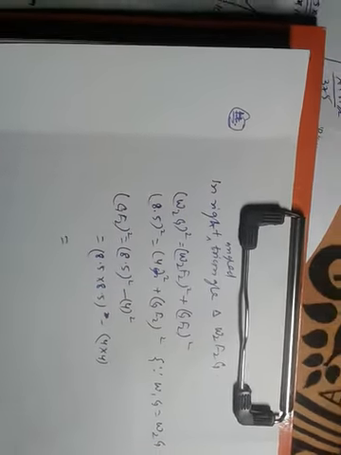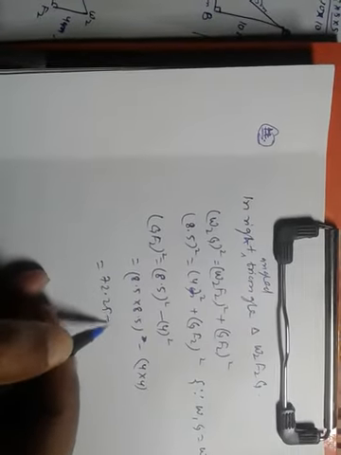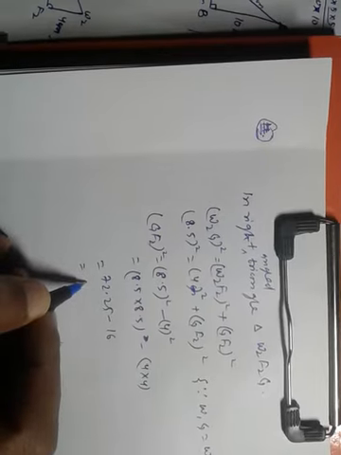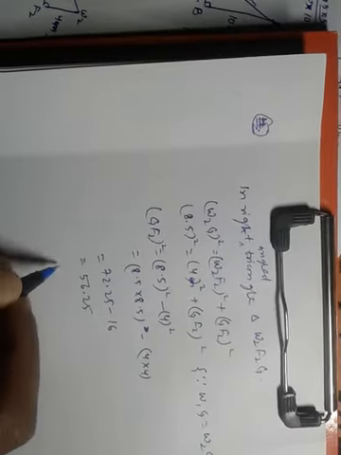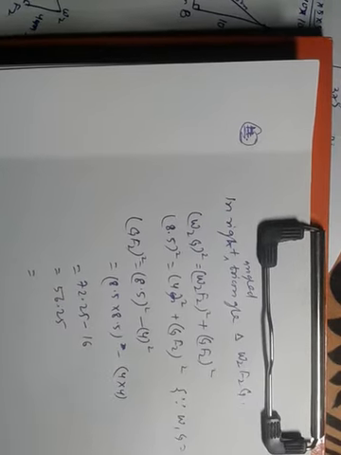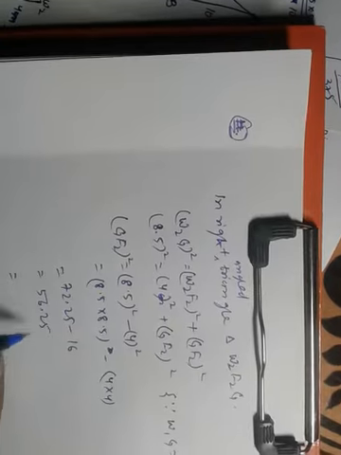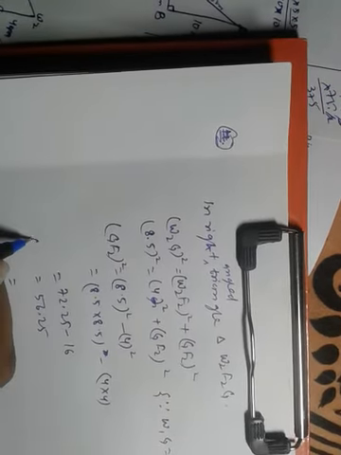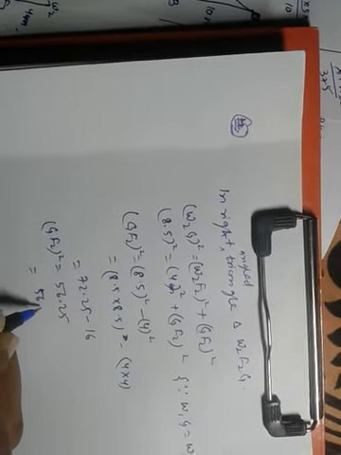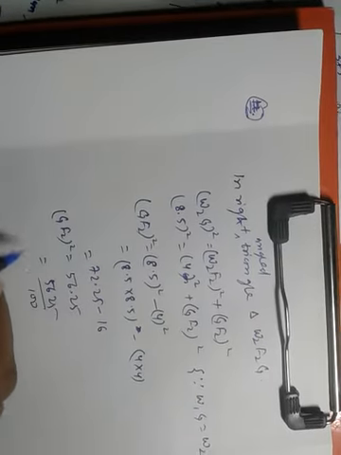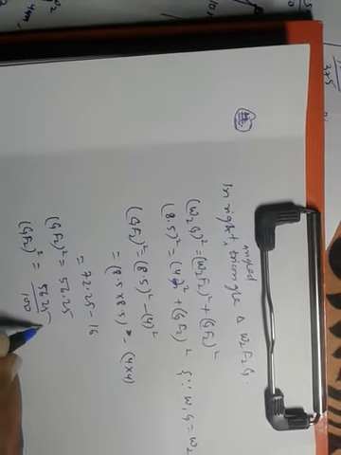So how much do we get here, in the second question, it is 72.25 minus 16. So how much do you get here? 56.25. Okay, that is F2G square. Now 5625 by 100 is F2G square.